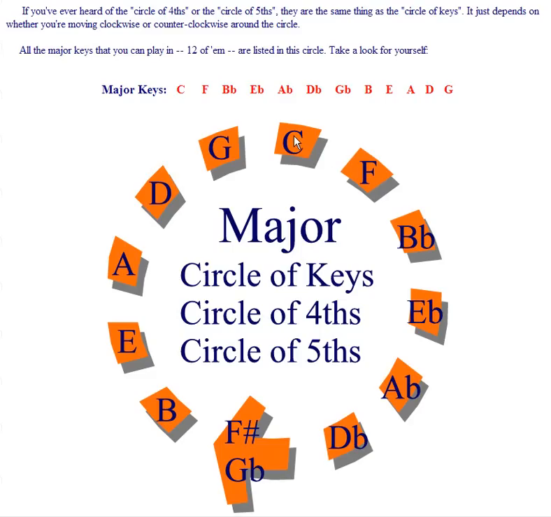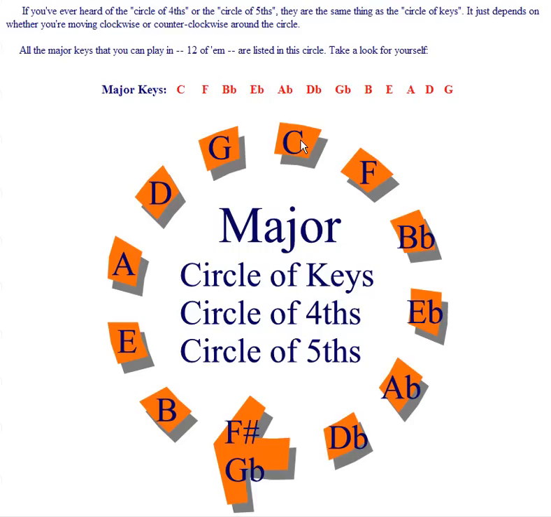C is also closely related to the key of G. Why? Because there's only one difference, the sharp in the key of G, which is F sharp, which we already learned, okay? There's two differences between the key of C and the key of D. And you know by now those are the two sharps. There's two differences between the key of C and the key of B flat, the two flats in the key of B flat, all right? And so on. 3 differences between the key of C and the key of B flat.